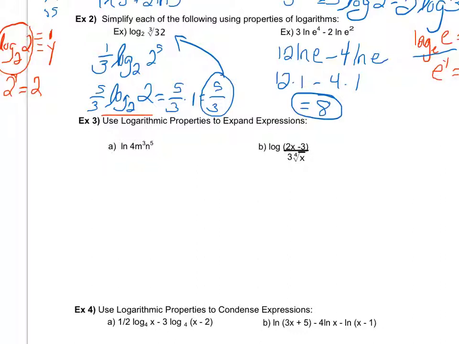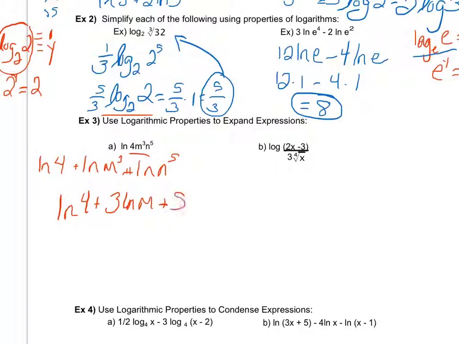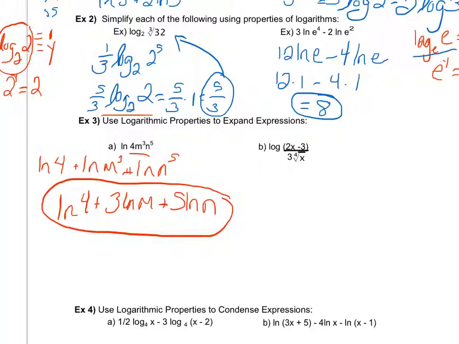Looking at the first one, if I want to expand it, I know you can't see my properties here, but hopefully you have them on your own notes that you're following along on. I see that if I'm taking the logarithm of a product, I can break that product up and add all those various logarithms. So I'll have ln of 4 plus ln of m cubed plus ln of n to the 5th. Now I can take that power property and move my 3 and my 5 out front, giving me ln of 4 plus 3 ln of m plus 5 ln of n, and that's as expanded as I can get. Everything has its own separate logarithm.